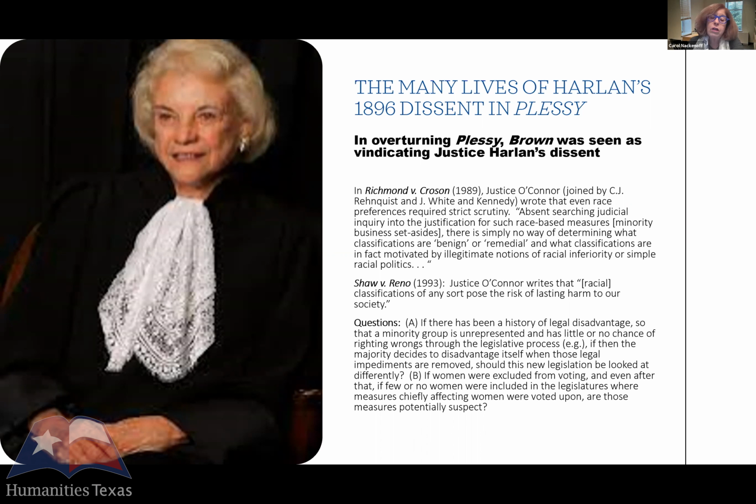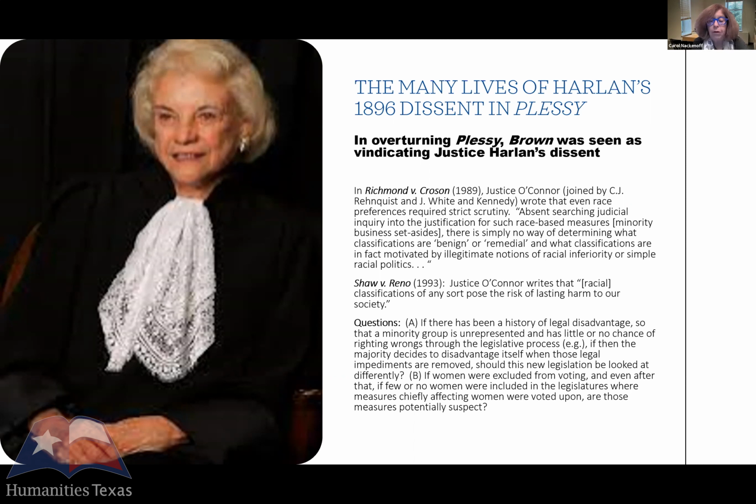But the court has moved toward strict scrutiny in matters of race. In education, we see it in Bakke, where they said that it can only be justified by diversity, but it must meet strict scrutiny. Richmond versus Croson, Justice O'Connor writes for the court that even race preferences require strict scrutiny. This was a case involving minority business set-asides, where the court held that maybe the federal government has some power that the states were denied under the 14th Amendment. Shaw versus Reno, a redistricting case a few years later, O'Connor writes for the court that racial classifications of any sort pose the risk of lasting harm to our society.